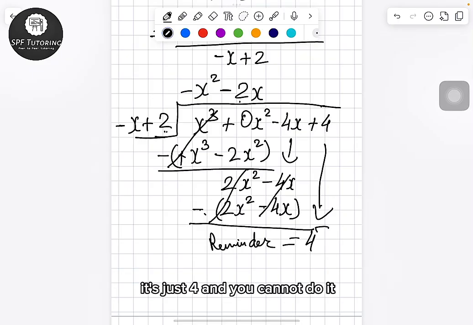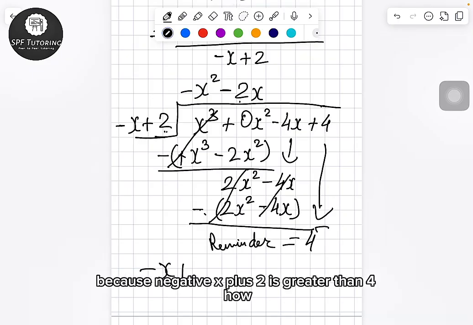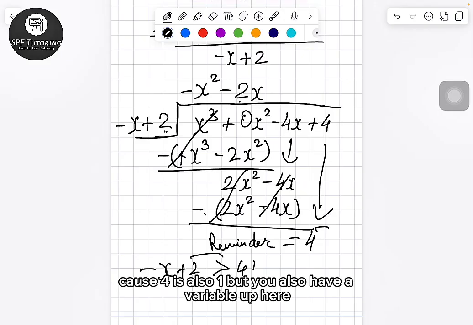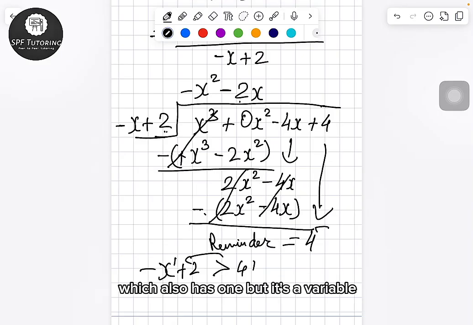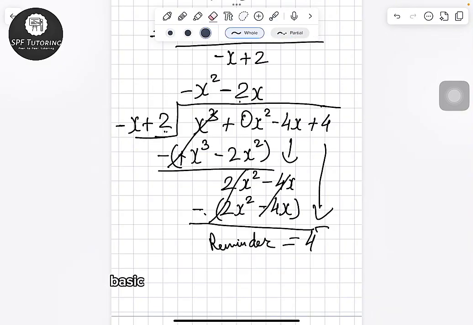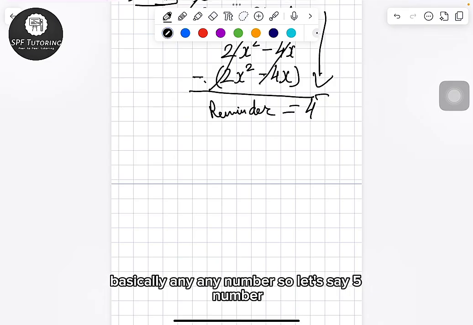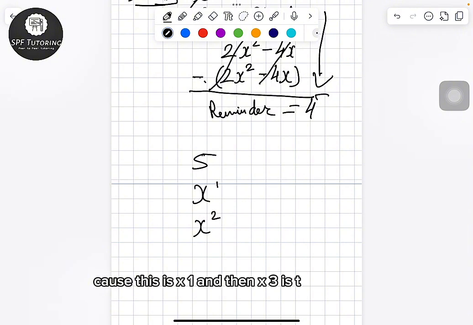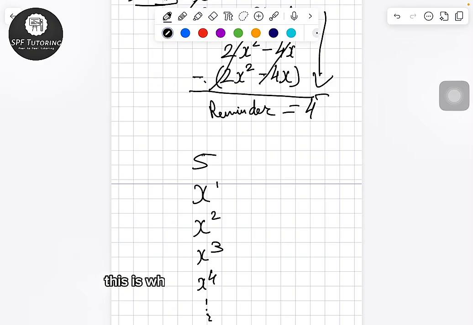It's just 4, and you cannot continue because negative x plus 2 is greater than 4. How? It's because it has one level higher exponent than 4. Because 4 is also x to the power of 0, but the variable up here is x to the power of 1, so it's a higher level. You'll be saying, how does this level thing work? Take any number, say 5, then a variable x to the power of 1, then x squared, then x cubed, then x to the power of 4, and so on. This is what the level is.